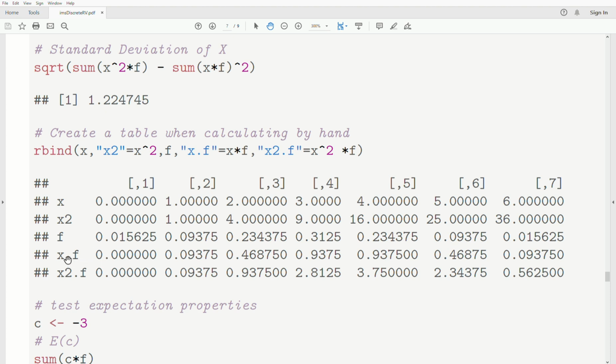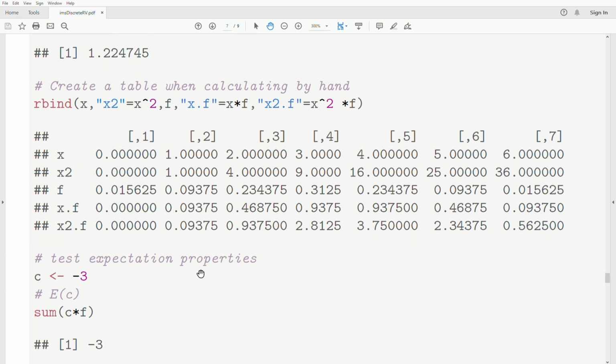Well, then you need X times F. So you take 0 times this value, 0. 1 times this value is this. 2 times, you get 0.46. 3 times the F value. And then when you add those values, that's the mean. And then, of course, you need an X squared times F value too to calculate the variance. So the sum of these minus the mean squared is the variance.